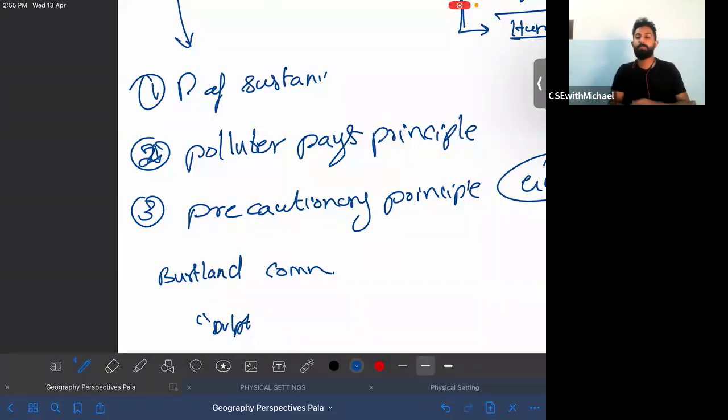Now the third principle is the precautionary principle. Sometimes the question is asked how to frame a suitable policy for climate change or water pollution in India. So we can use these principles to generate points. Okay, precautionary principle.